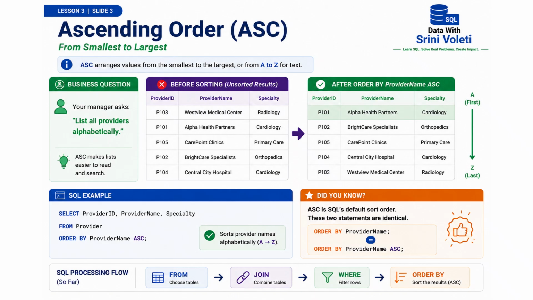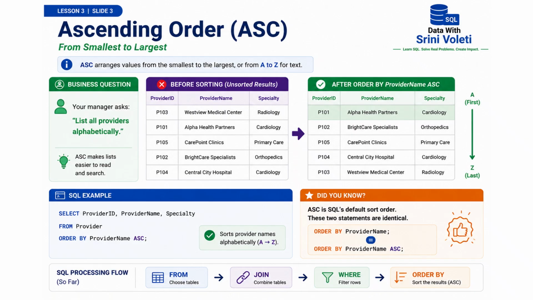Now that we understand why sorting is useful, let us learn the most common type of sort: ascending order. Ascending means arranging values from the smallest to the largest. For text values, it means arranging them alphabetically from A to Z. Imagine your manager asks you to list all the providers alphabetically. Without sorting, the names appear in whatever order they were entered into the database. That makes them harder to scan.